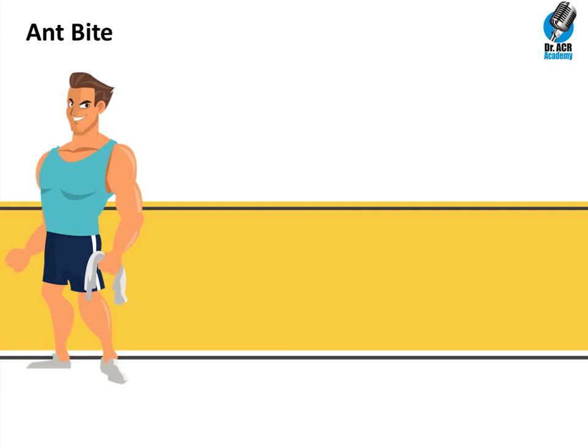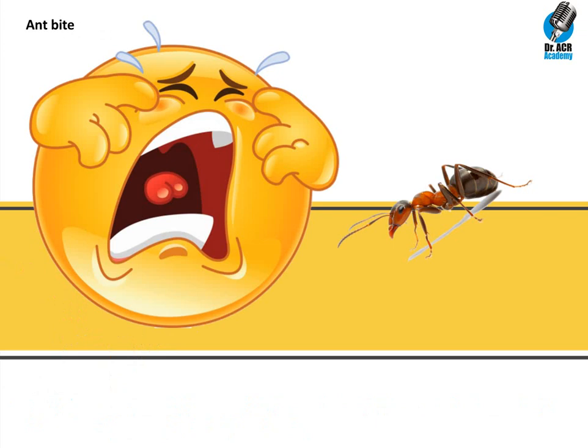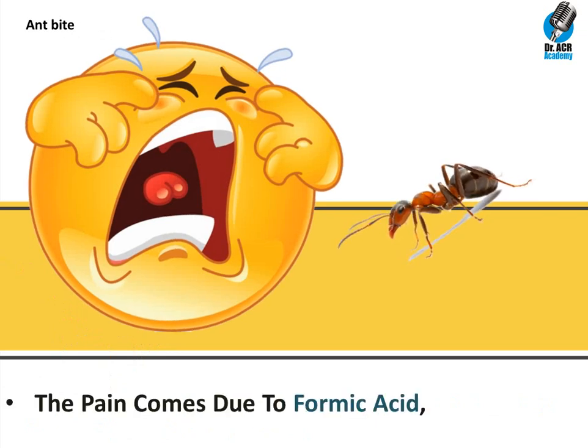Here is a healthy, happy and strong man. Let us see what happens next. Ooh, an ant is coming and bit him. Next, coming to an ant bite. Ants inject a small amount of formic acid through their jaws as they bite and cause pain in the body. This pain comes due to formic acid.